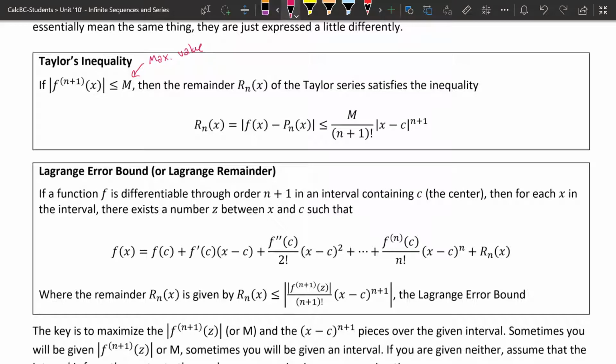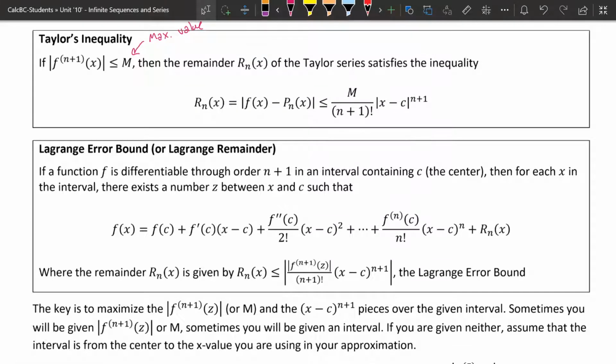The Lagrange error bound, or the Lagrange remainder, says if a function f is differentiable through order n plus 1 in an interval containing c, which is the center still, then for each x in the interval there exists a number z between x and c such that f of x equals your Taylor polynomial plus that remainder, where the remainder R sub n of x is less than or equal to the absolute value of the f to the n plus 1th derivative of z over n plus 1 factorial times x minus c to the n plus 1 power. We call that the Lagrange error bound.